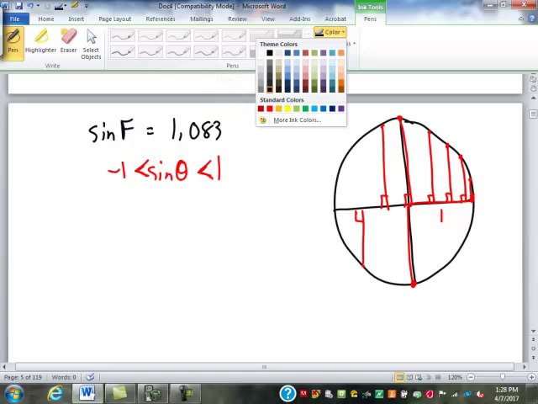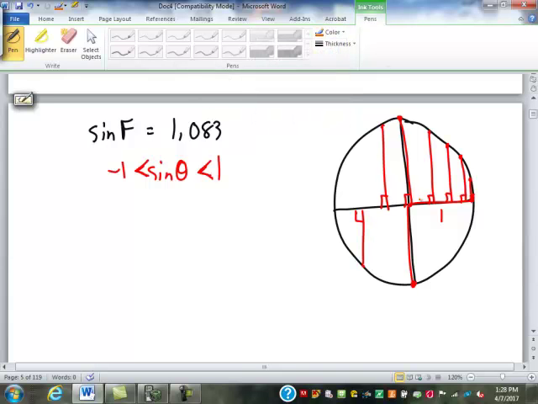Now, let's take a peek at secant. Remember how the secant was formed? Let's say this is our angle here. The secant has to contain points both inside and outside the circle, right? Well, to get outside the circle, what's this distance from center to there? 1. So to get outside the circle, it has to be greater than 1. The secant of an angle is always greater than 1 or less than negative 1.